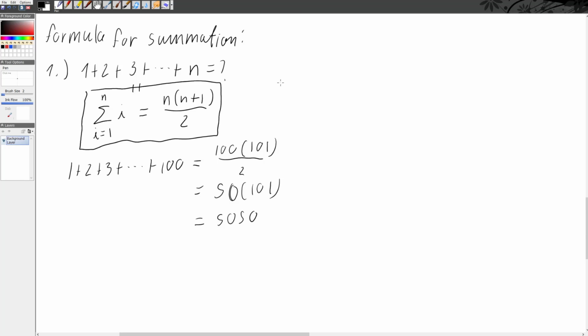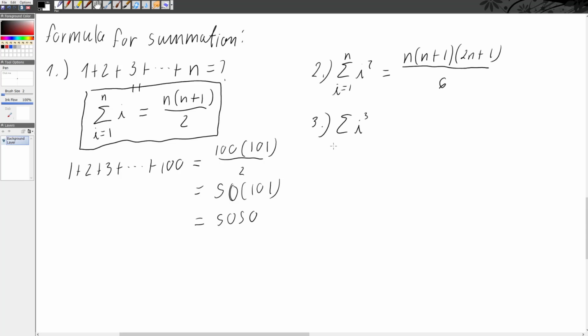And there's also a formula for squares, for cubes, and so on and so forth. I'll just give it right here. If you want to add up all consecutive squares, that's actually going to be equal to n times n plus 1 times 2n plus 1, divided by 6. For cubes, which we never really use but might happen, it's going to be n times n plus 1 all over 2, squared.